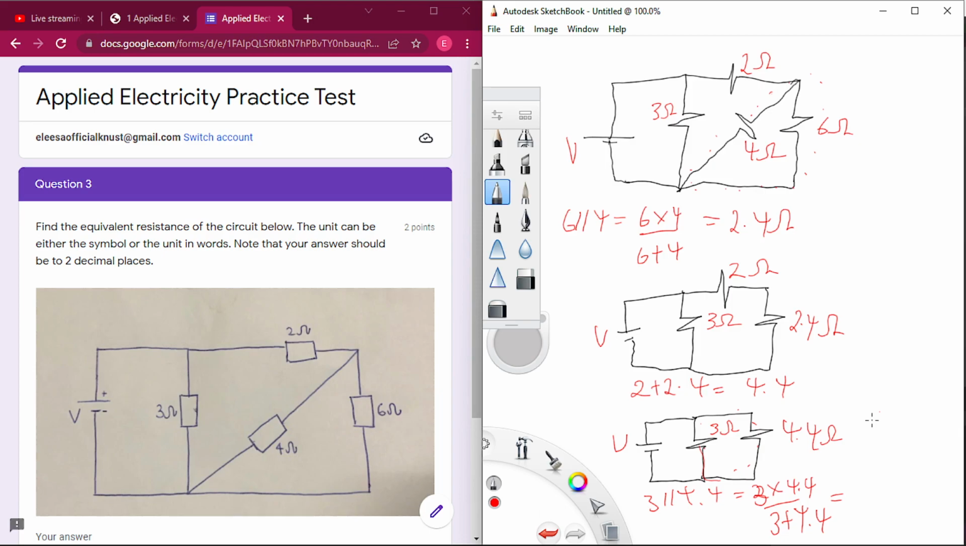We can redraw the simplified circuit, which will look something like this, with this here being 1.78 ohms. So we do that here, 1.78 ohms.